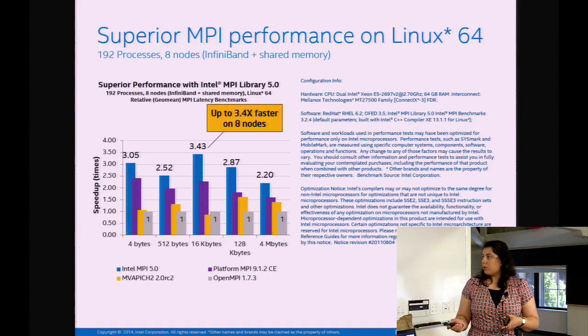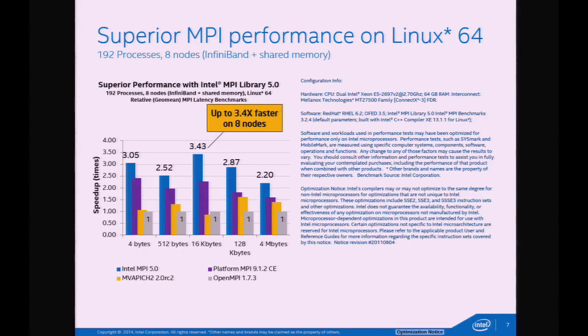So everything here is normalized to OpenMPI, which is the 1. And then other stuff is sped up or slowed down relative to that value. So you can see that out of the box, we tend to do pretty well. On the x-axis is message size, how big your message is, and the y-axis is the speedup. So our sweet spot tends to be about 16 kilobytes.